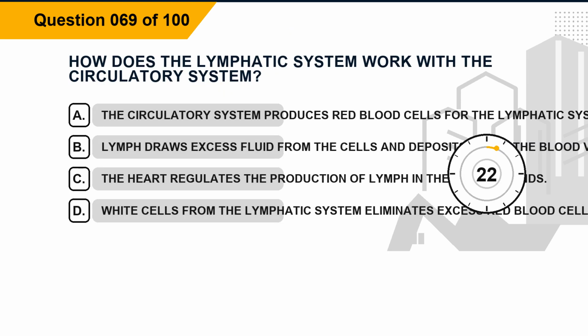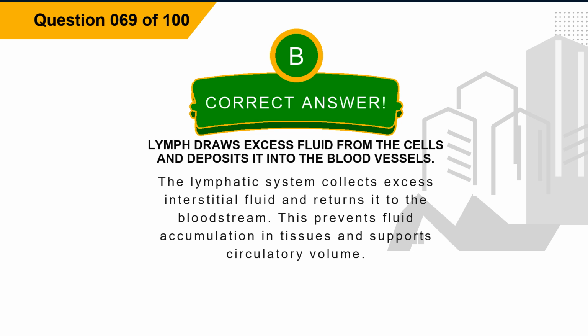Question 69. How does the lymphatic system work with the circulatory system? Option A, the circulatory system produces red blood cells for the lymphatic system. Option B, lymph draws excess fluid from the cells and deposits it into the blood vessels. Option C, the heart regulates the production of lymph in the lymph glands. Option D, white cells from the lymphatic system eliminate excess red blood cells. The correct answer is option B, lymph draws excess fluid from the cells and deposits it into the blood vessels. Explanation: the lymphatic system collects excess interstitial fluid and returns it to the bloodstream. This prevents fluid accumulation in tissues and supports circulatory volume.